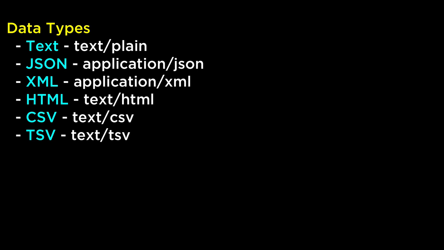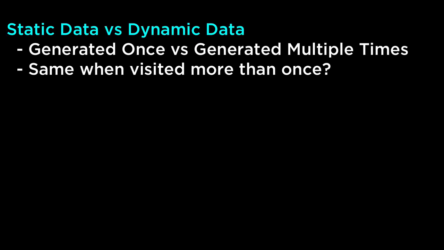They should be self-explanatory. The CSV stands for comma-separated values. The TSV stands for tab-separated values. When we think about whether data is static or dynamic, we can think about it in 2 different ways. The normal way is to think about whether the data is generated once or whether it is generated more than once. If it is generated once, then it is static data. If it is generated multiple times, then it is dynamic data.